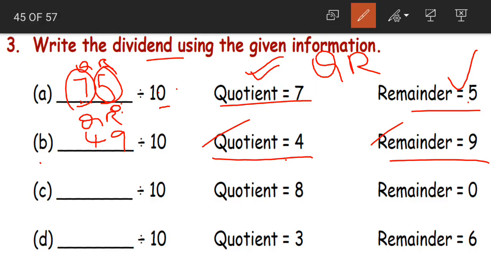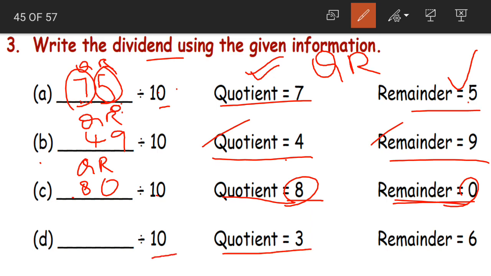Now coming to question C. Now quotient is 8 and remainder is 0. Again quotient remainder, that is here 8 and then 0. So 80 divided by 10 will give us 8 as the quotient and 0 as the remainder. Yes. Coming to the last question. When divided by 10, quotient is 3 and remainder is 6. Again quotient remainder, 3 first and then 6 in the ones place. So when we divide 36 by 10, 3 will be our quotient and 6 will be our remainder.